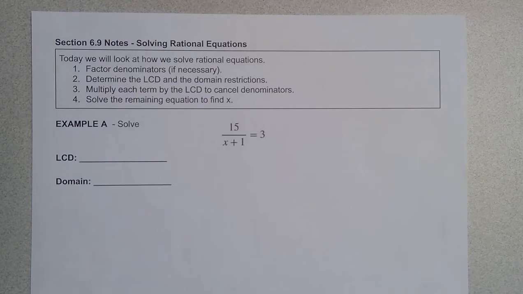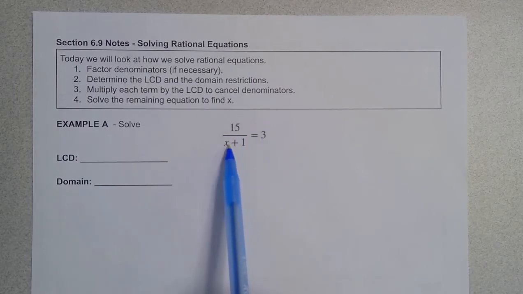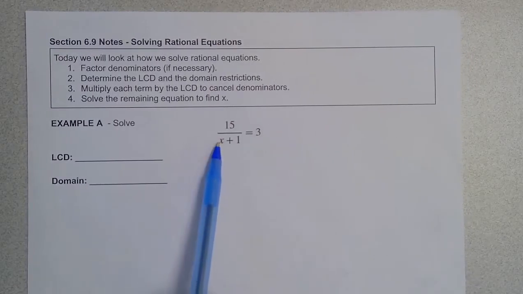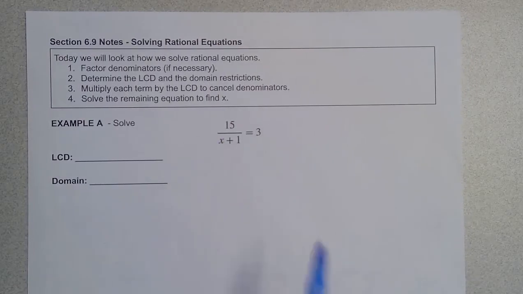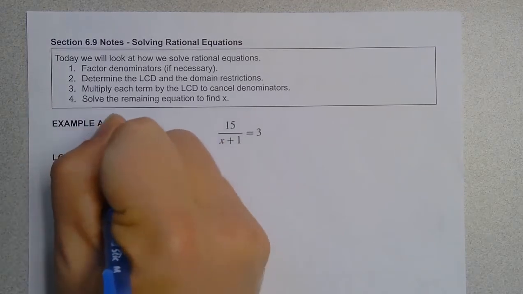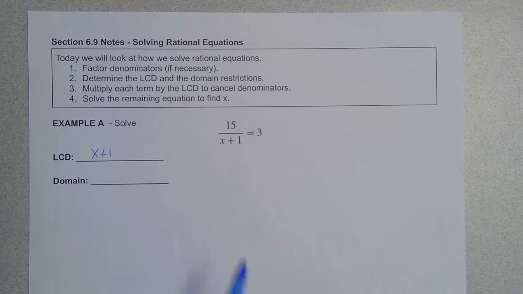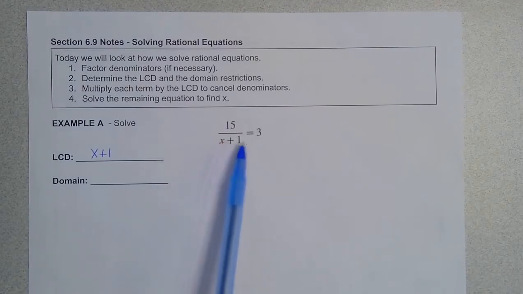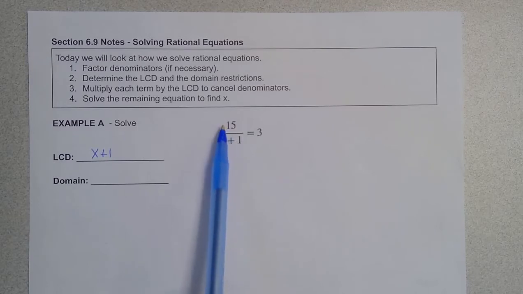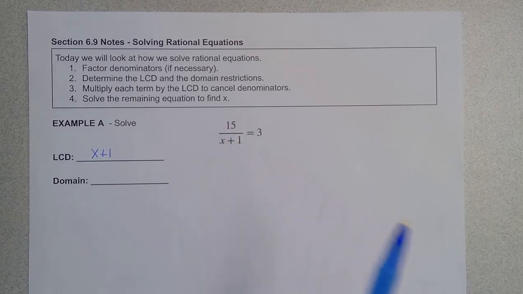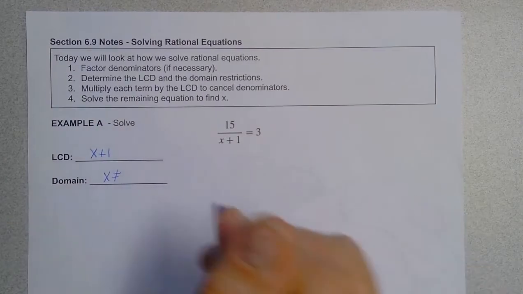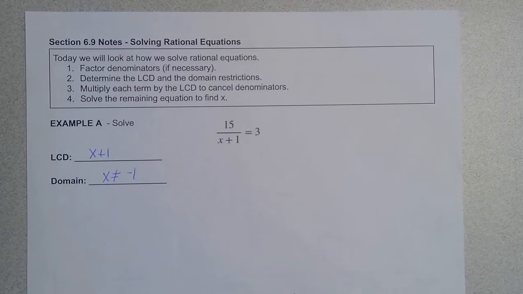So in looking at our first equation, we have 15 divided by x plus 1 equals 3. Well, we need to get x plus 1 out of the denominator. So our least common denominator here is x plus 1. Also, the denominator can't be 0. So if x equals -1, 15 divided by 0 would be undefined. So our domain restriction is x is not equal to -1.